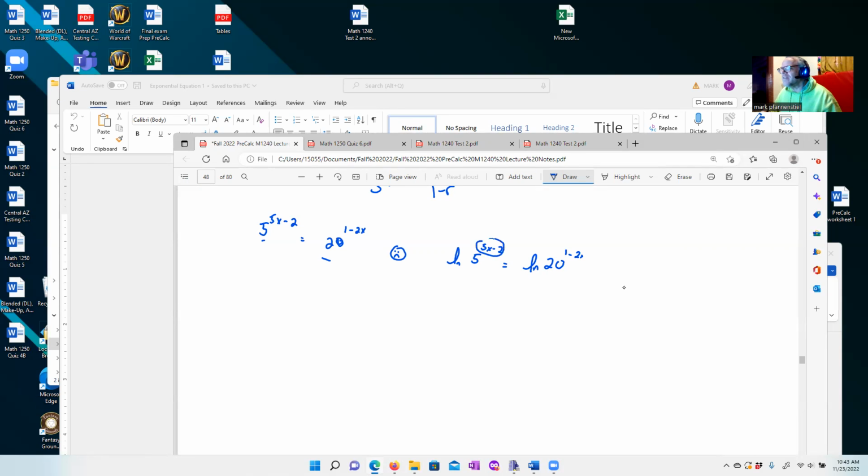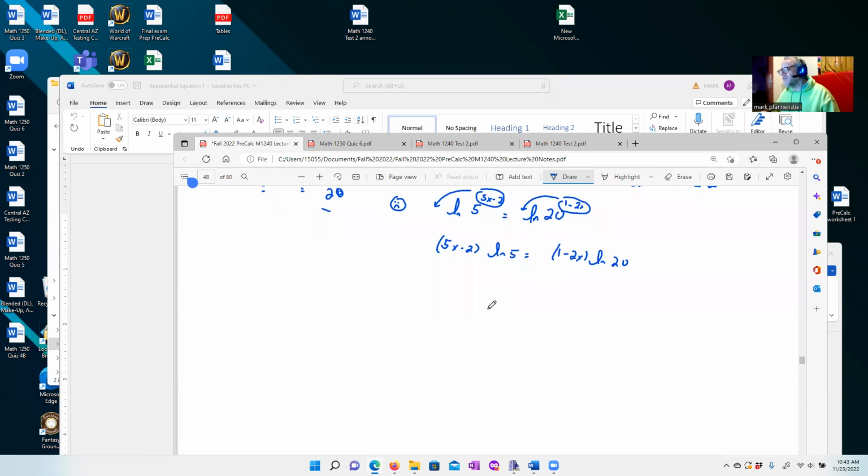So what's going to happen is this exponent comes down in front, and this one comes down in front as well. This is the rule of logarithms: ln of a to the r is equal to r times the natural log of a. That's a rule of logarithms that you should know. So we have 5x minus 2 times the natural log of 5, equal to 1 minus 2x times the natural log of 20. I'm sure ln 5 and ln 20 are delightful numbers, but we don't really care what they are.